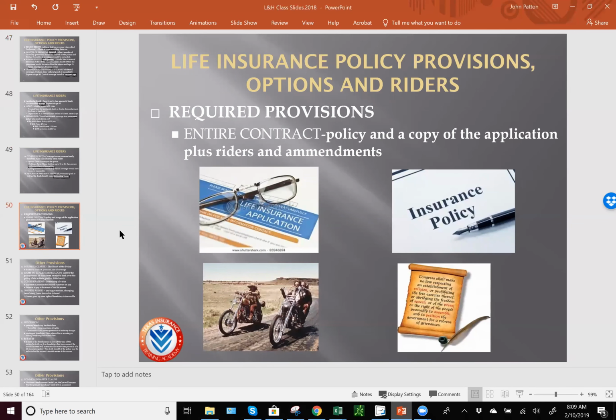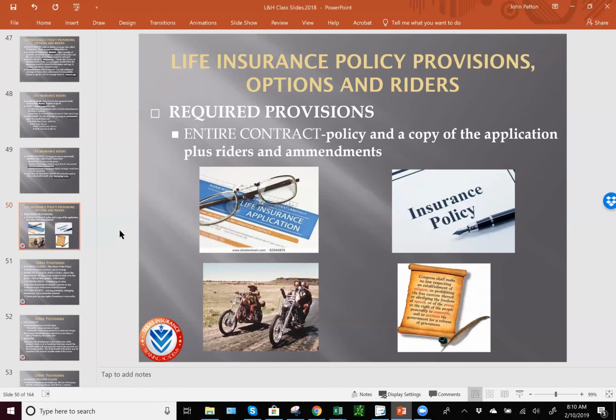Now, I will tell you that as you are learning your riders and your provisions, you need to definitely get to bulleted definitions for each one of these. That's why everything I have done is condensed into more of a bulleted definition type, because if I can get you to memorize these definitions, then it's a lot easier to identify what they're looking for in a question or an answer. So your first provision here is called the entire contract provision.